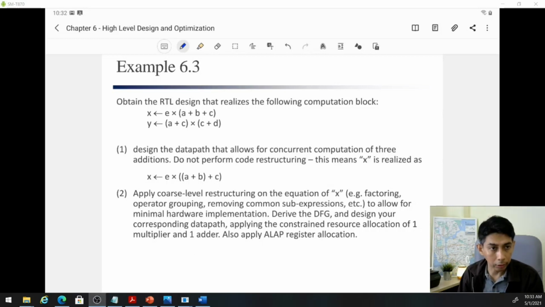Okay, welcome back to the class. So we continue with this example 6.3. Obtain the RTL design that realizes the following computation blocks.